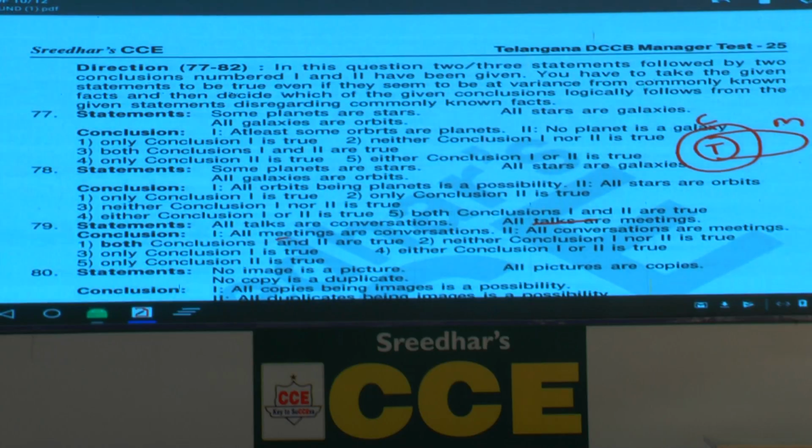First one, all meetings are conversations, that is false because only some of the meetings are conversations but not all. And next one, all conversations are meetings, this is also false. Then what is your answer here? Neither 1 nor 2, choice 2 is the answer. Question number 79, choice 2, neither conclusion 1 nor conclusion 2.